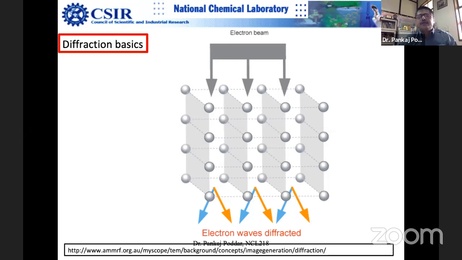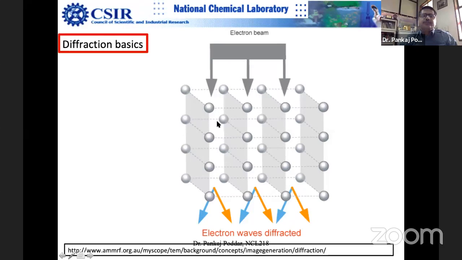So 10 degrees theta in X-ray diffraction corresponds to roughly a few, like 0.1, 0.2 degrees. So that means this has to be almost parallel. Only then will these planes diffract.